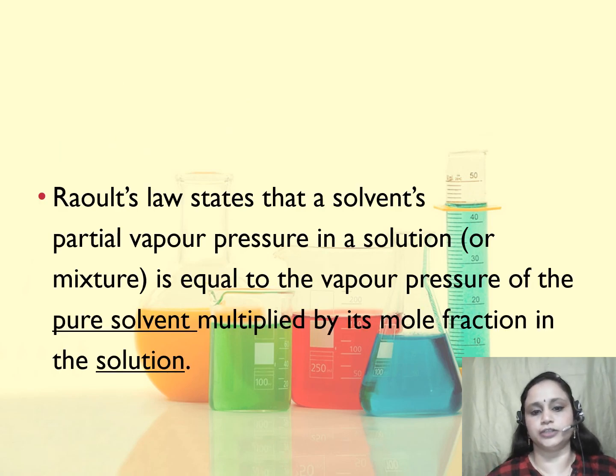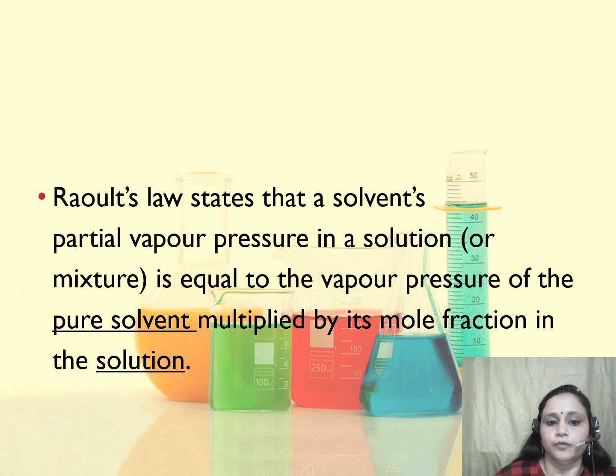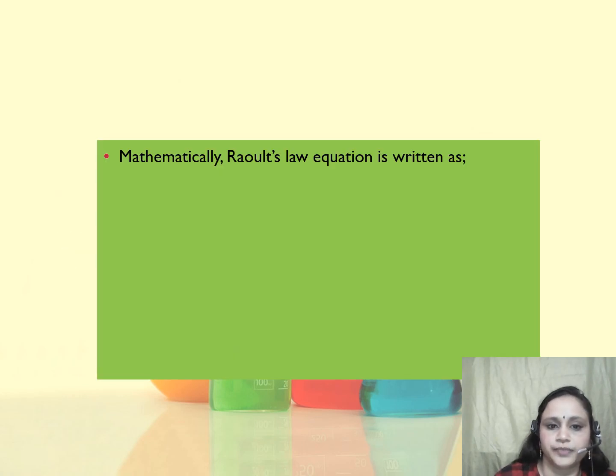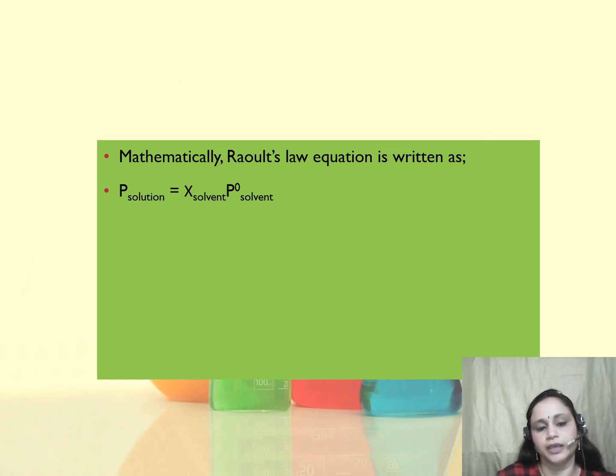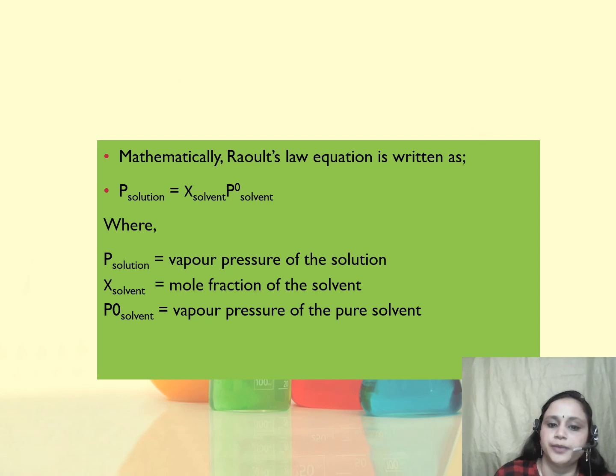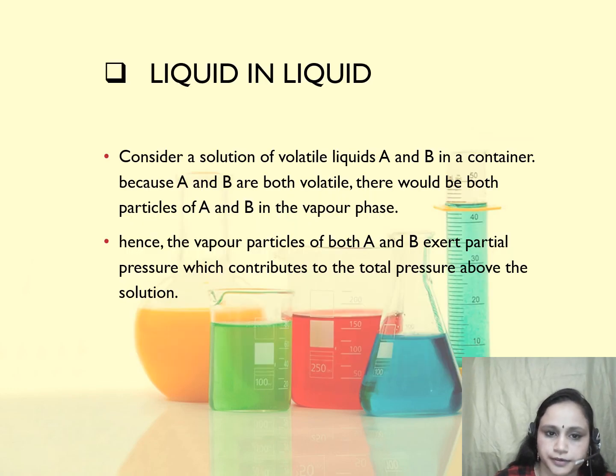Raoult's law states that a solvent's partial vapor pressure in a solution is equal to the vapor pressure of the pure solvent multiplied by its mole fraction. That can be mathematically formulated as P of solution is equal to xi solvent times P naught of solvent. Here P refers to the vapor pressure of the solution, xi represents the mole fraction of the solvent, and P naught refers to the vapor pressure of the pure solvent.